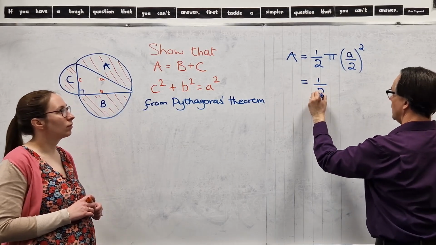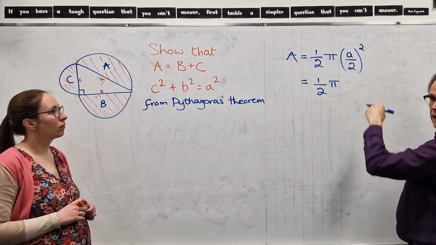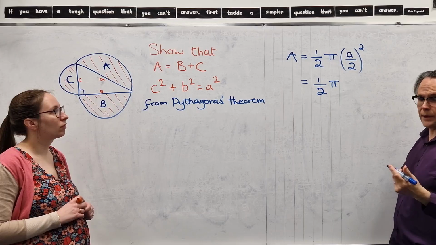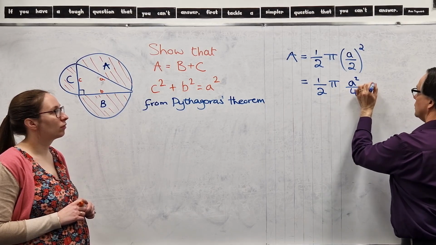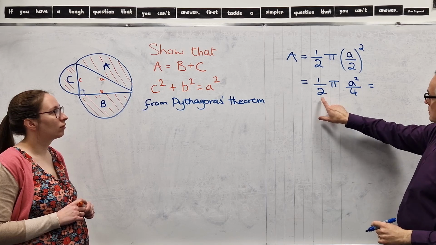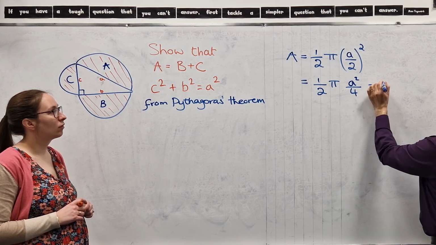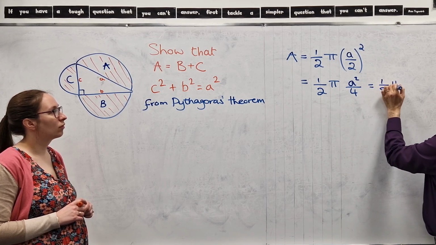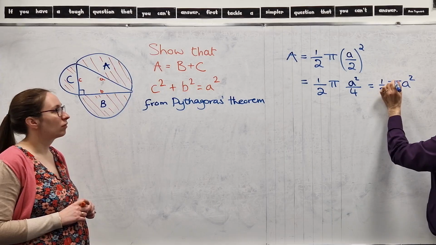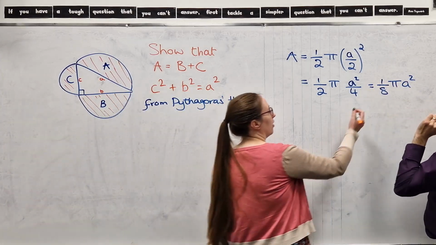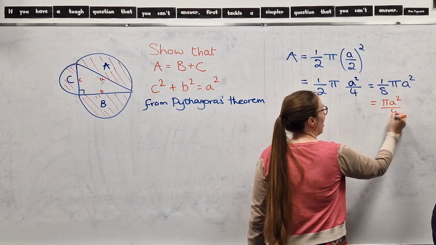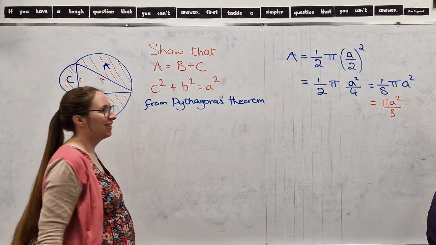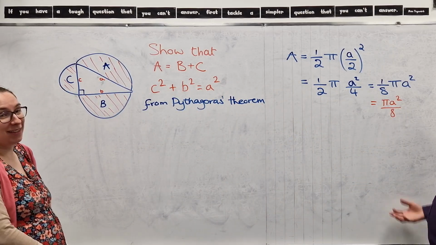And then we're going to square the whole of this fraction. That's going to be a half of pi. Now if you're squaring a fraction, it's important you square the top and the bottom. So that's going to be A squared over 4. And we can simplify that because 2 times 4 is 8. So it's 1/8 pi A squared. Can we just put pi A squared over 8? It's preference.